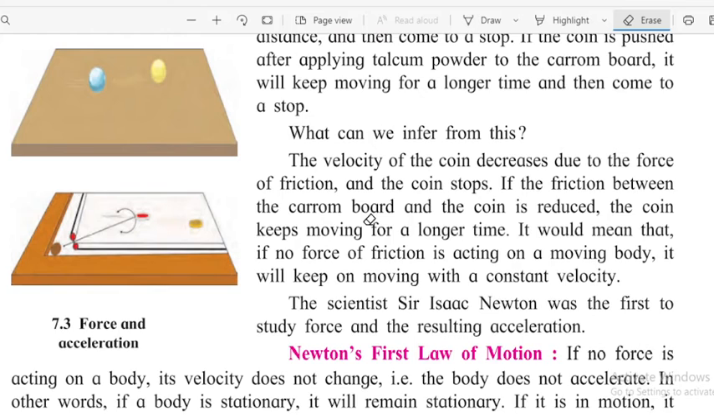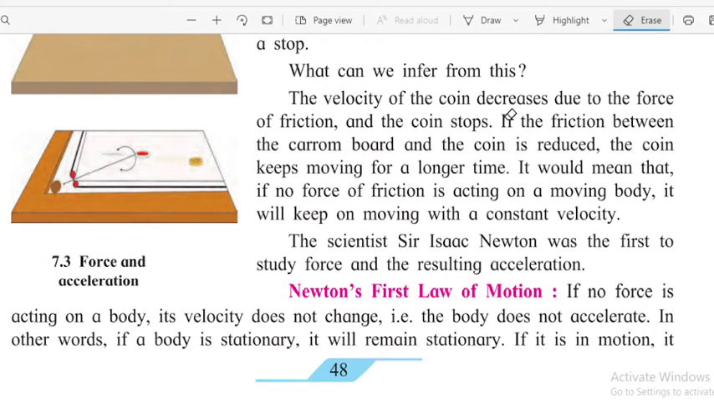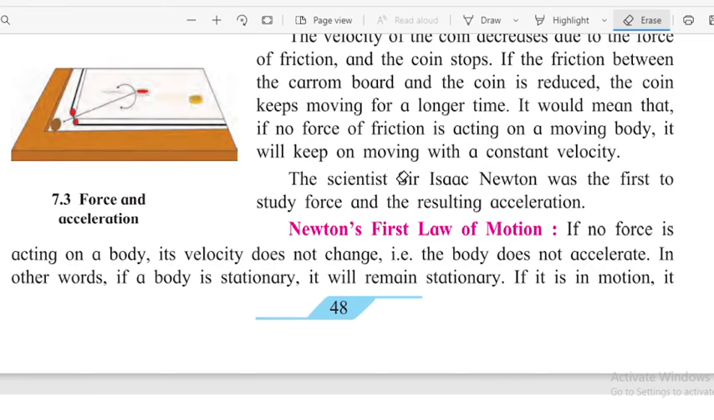What can we infer from this? The velocity of the coin decreases due to the force of friction and the coin stops. If the friction between the carom board and the coin is reduced, the coin keeps moving for a long time. It could mean that if no force of friction is acting on a moving body, it will keep on moving with constant velocity. So it means that if no force of friction is acting on a moving body, it will keep on moving with constant velocity.